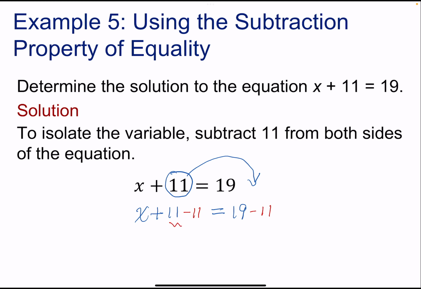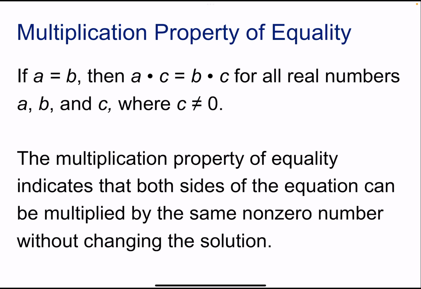However, as you can see, 11 minus 11 is 0. So the left-hand side becomes x, and on the right-hand side, 19 minus 11 is just 8. So that's why we do this, because this way we can solve for x.